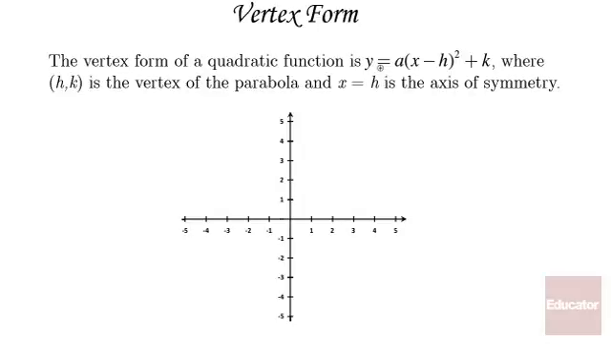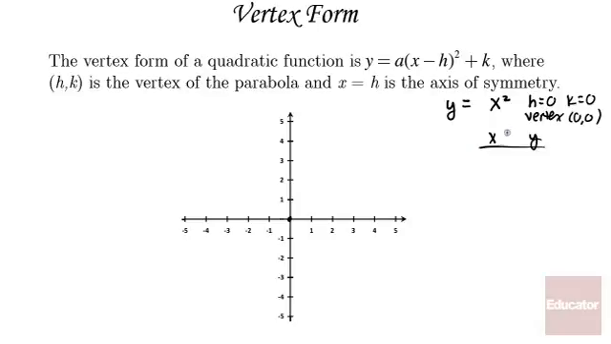So by having a function in this form, we already have information about what the graph is going to look like. So let's start out with just a very simple function. Y equals x squared. Looking at it in this form, we have just an a that is 1, and h and k are 0. So h equals 0 and k equals 0. So the vertex is 0, 0.